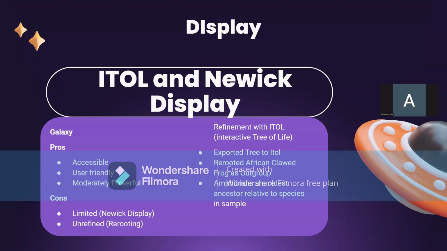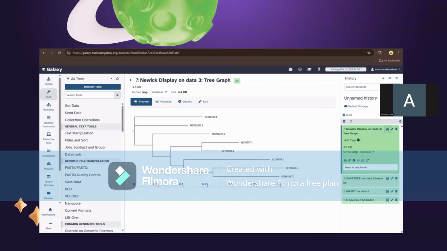So a little bit behind Galaxy, I chose it because it was accessible and moderately powerful. It gave us enough capability and accessibility, but it was limited and it didn't allow for rerouting, which is necessary to give your tree almost a reference to know where everything should go in context to one another. Without that rerouting step, your data is essentially misconstrued.